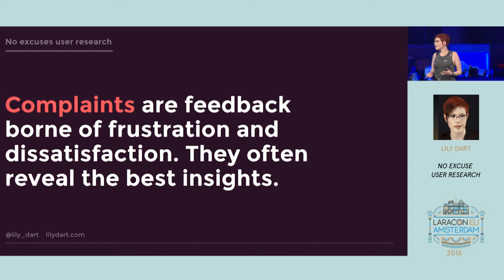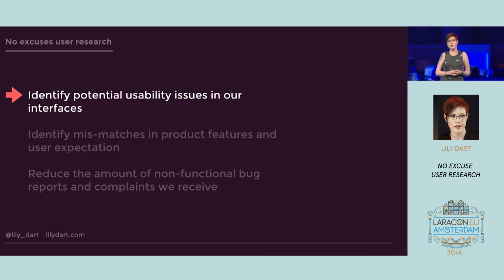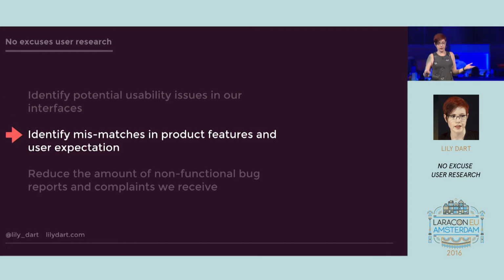Much the same can be said of complaints. Complaints are a fantastic form of feedback, born of frustration and dissatisfaction. And they can really reveal some of the best insights in some of the worst pain points in our users' experiences. Or sometimes they also indicate a mismatch in product expectations. It's not so much a usability issue as much as a user expects to see a piece of functionality which isn't there for them. So, with bug reports and complaints, we can identify potential usability issues in our interfaces. We can identify those kinds of mismatches in product features and user expectation. An example of this would be that a user uploads a photo and believes that they should have the ability to crop it. They may complain if this feature doesn't appear to be working, even though it's not one that we've actually built.